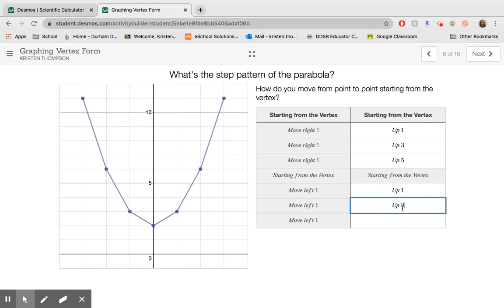That means that the shift upwards does not actually affect the actual shape of the parabola. It just affects moving it up or down.